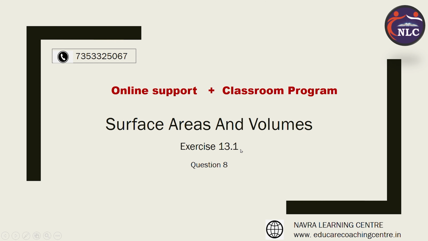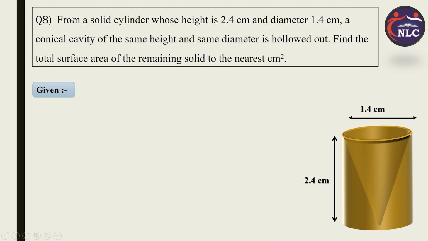Exercise 13.1, question 8. From a solid cylinder whose height is 2.4 cm and diameter is 1.4 cm, a conical cavity of the same height and same diameter is hollowed out. Find the total surface area of the remaining solid to the nearest centimeter square.